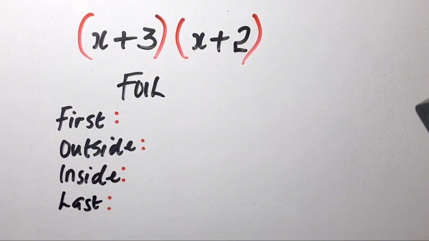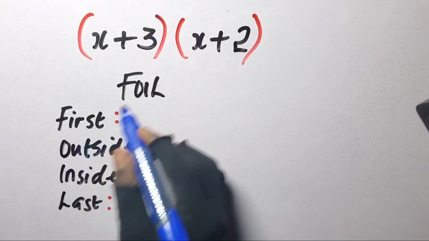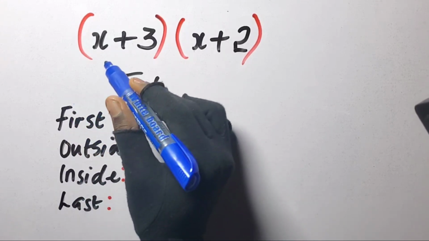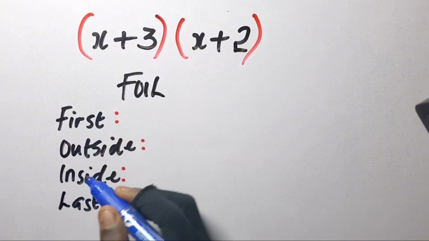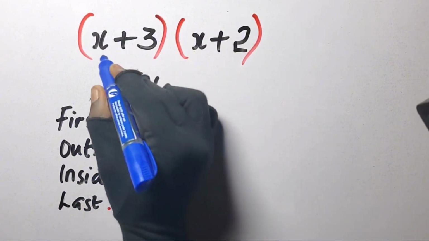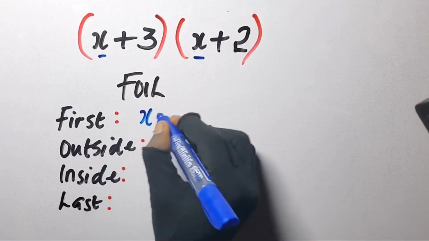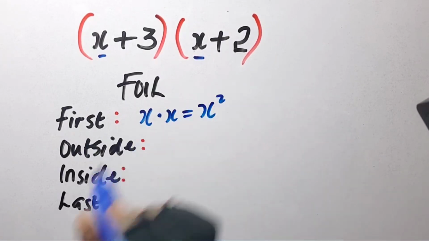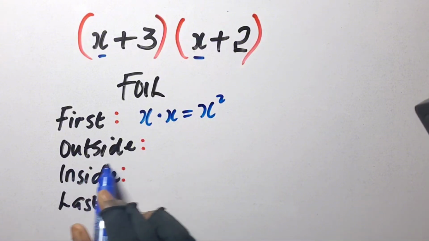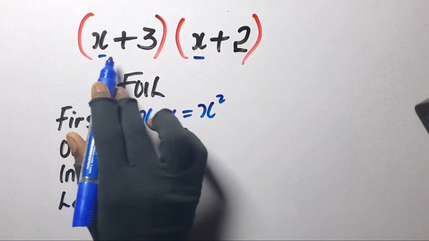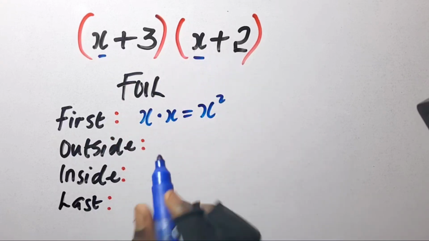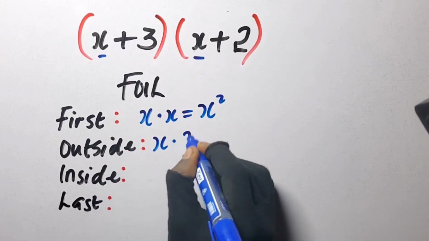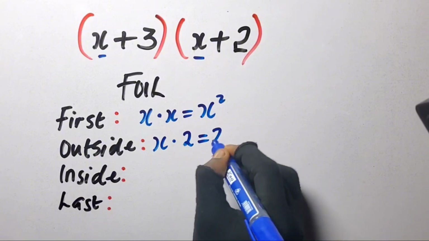We have x plus 3, now to the first, that is 4 first. x and x, this and this, that is x multiplied by x equal to x squared. Now to the outside, x and the 2, that is x multiplied by 2 equal to 2x.